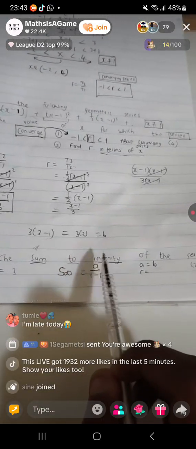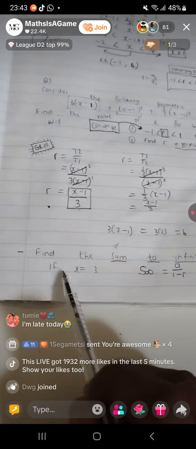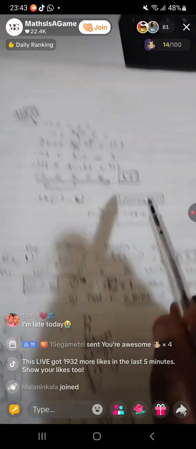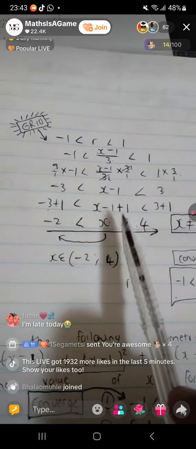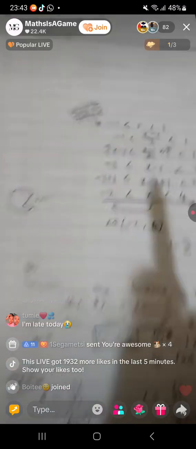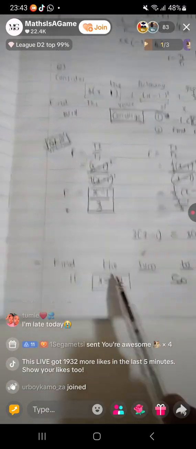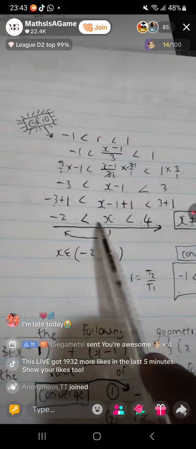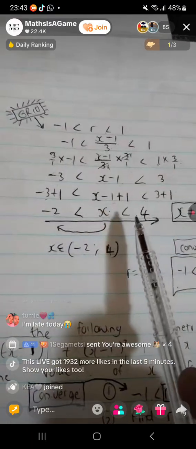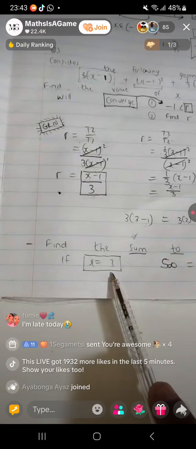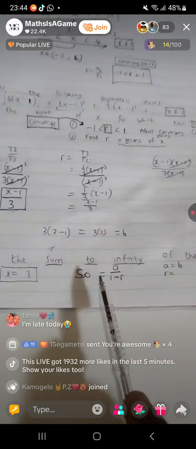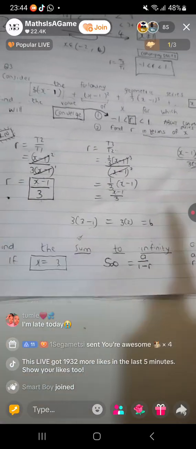Find the sum to infinity of the series if x is 3. Remember guys, I had found what will make the series converge. It's when x is between -2 and 4. And it so happens that this x value, which is 3, is actually in this interval. So it's an acceptable value to make my series converge. When x is 3, the series will still converge, which means you can find the sum to infinity of your series.